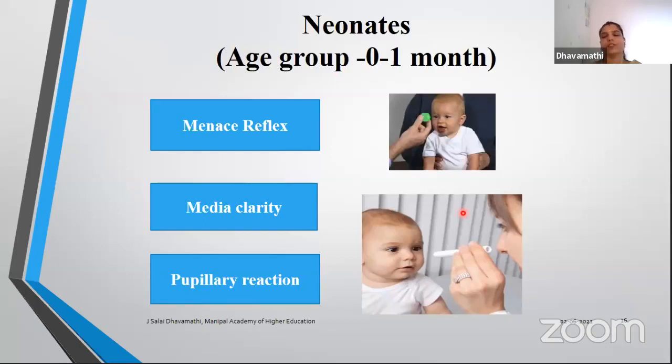We also do this test for malingering subjects. You can record it as Menace reflex present or absent. Then you can do a torchlight examination to identify whether there are any media opacities or not, and do the pupillary evaluation. Just check whether the pupils are reacting to light or not. So this is how you can do the visual acuity assessment in the neonates group.